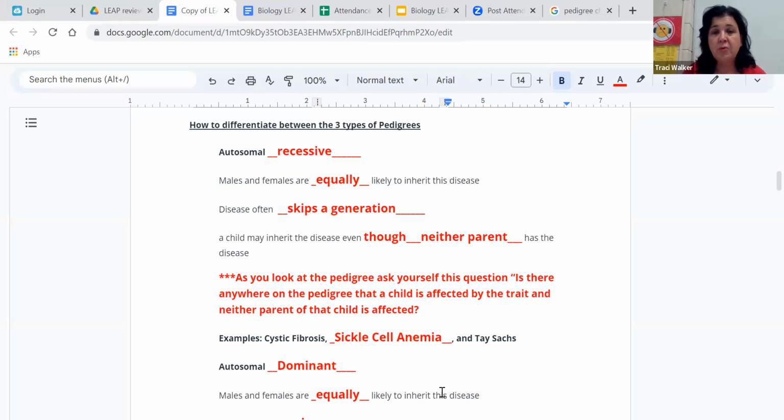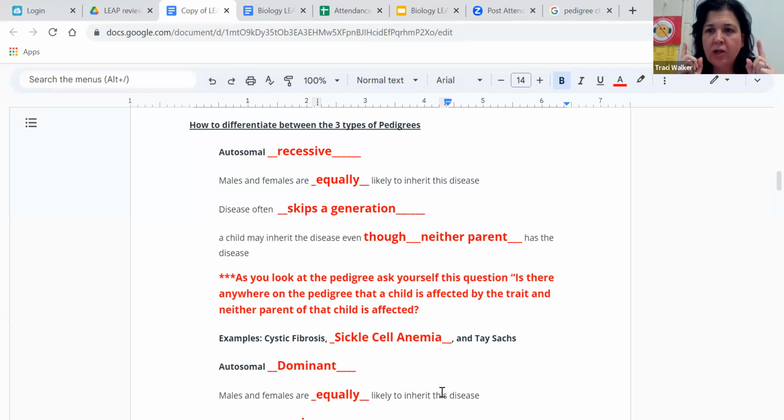If it is autosomal recessive, then that means males and females are equally likely to inherit this trait. Often it skips a generation, but not always, but often it does. A child may inherit the disease even though neither parent has this disease.